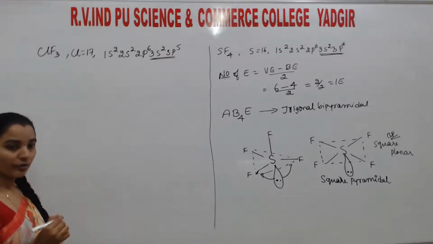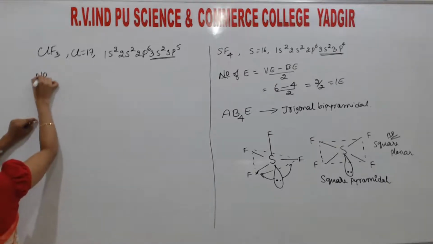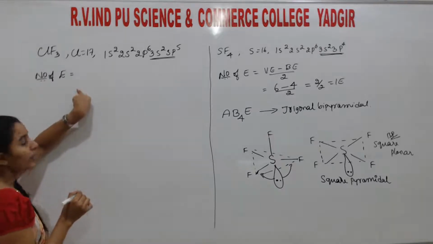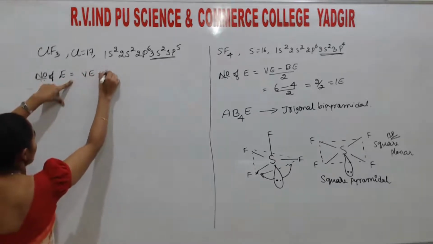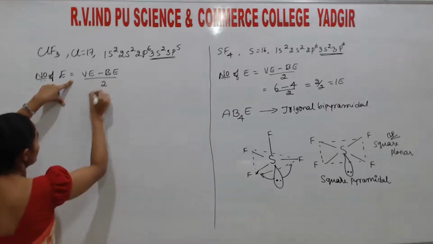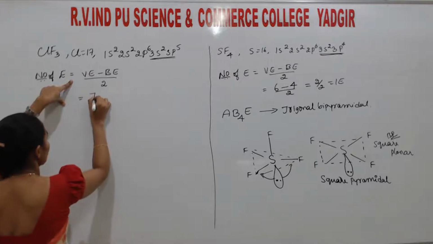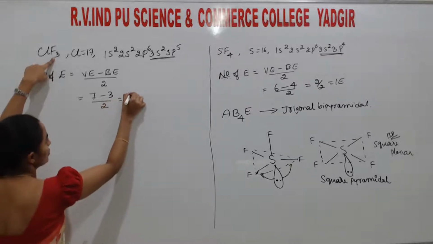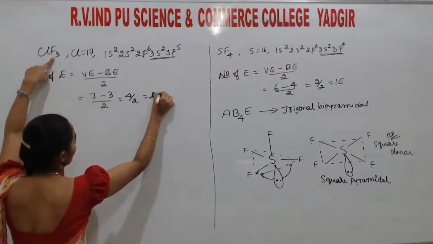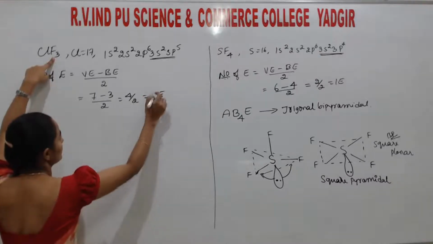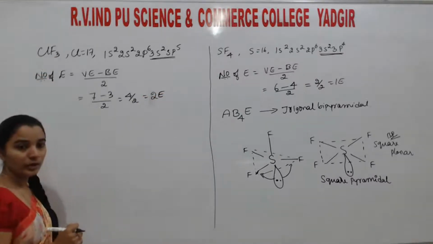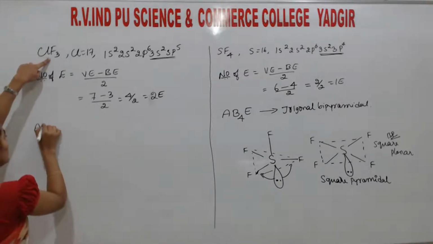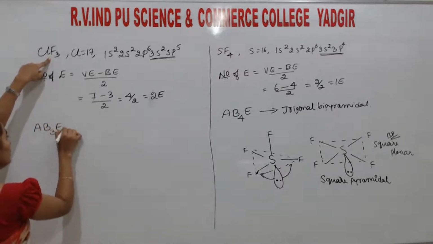So how to find out the number of electron pairs? Number of electron pair is equal to valence electron minus bonded electron divided by 2. So here the valence electrons are 7. How many are bonded here? 3 only, divided by 2. So 4 by 2 means 2 electron pairs. Now this here is A, and F is B. So 3, E2.